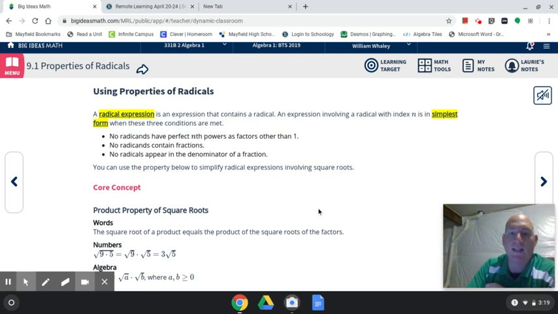But now let's get into our core concepts, okay? So these are our rules, and you're going to see these when you go through the exploration. Like I said, I'm not going through the explorations.